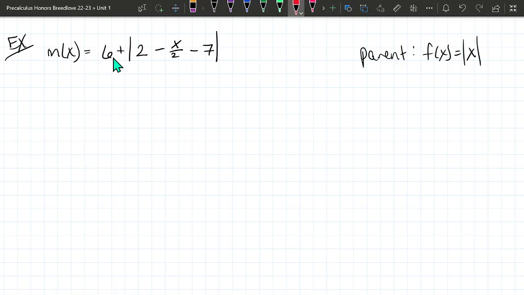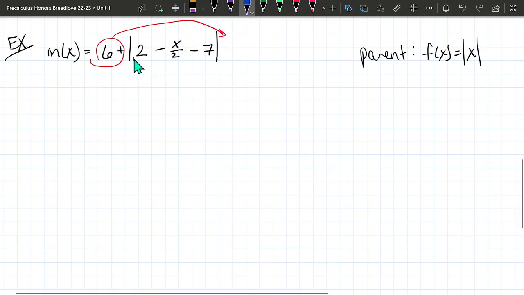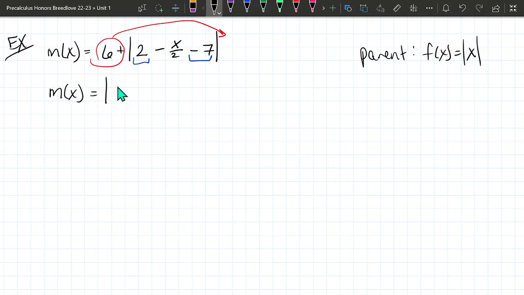First, this 6 in the front, we don't like it in the front, normally. We would put it at the end. And then on the inside of the absolute value bars, we have a 2 and a minus 7, so we can combine those like terms. So m of x equals the absolute value of negative x over 2 minus 5, close the absolute value, and then plus 6. So there's the first step of rearranging.